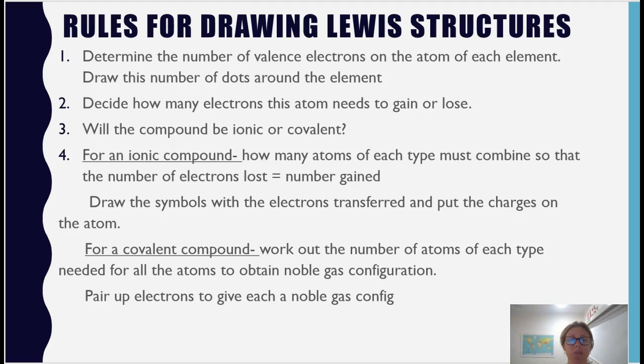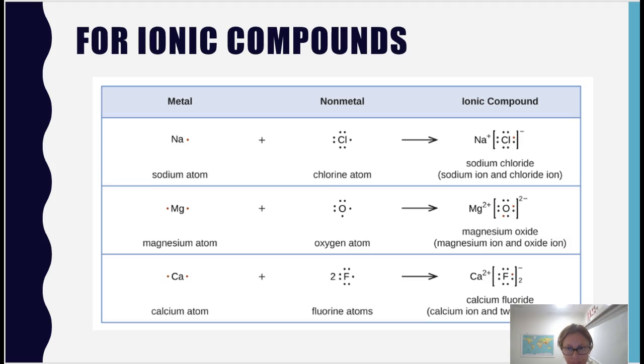How many electrons are going to be gained? And we're going to draw the symbols then with the electrons having already been transferred, and then put a charge on it so that we know that that has actually occurred. Or for a covalent compound, we work out how many we need to share to gain that noble gas configuration, and we pair up our electrons. So let's have a look at a couple.